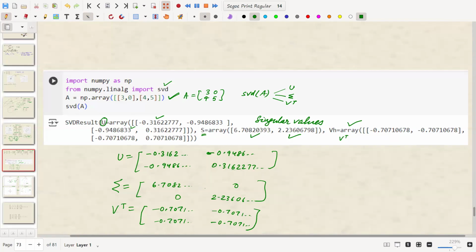Yeah, I did a mistake. Okay. So for this matrix A, that is 3, 0, 4, 5, convince yourself that when you multiply U sigma V transpose, all these 3, you will again get A. So this is what the singular value decomposition is useful for. Okay. You got it?